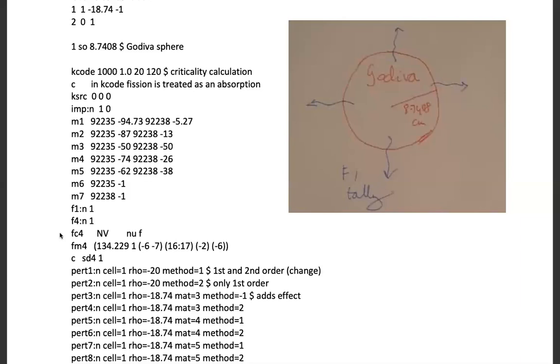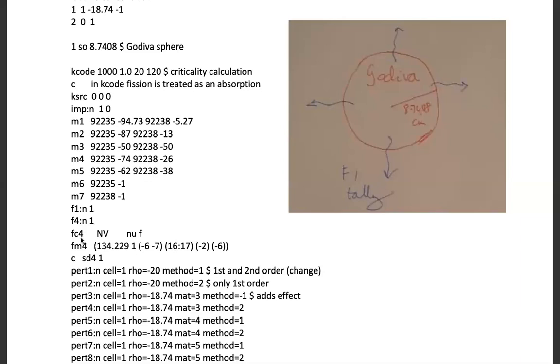Okay, so F1 stands for current. So this is the neutron current leaving surface 1. Surface 1 is a sphere, so I'm interested in that. And F4 is the flux, the track length flux, and this is in region 1. I'm interested in that. Now I can multiply the flux by anything.